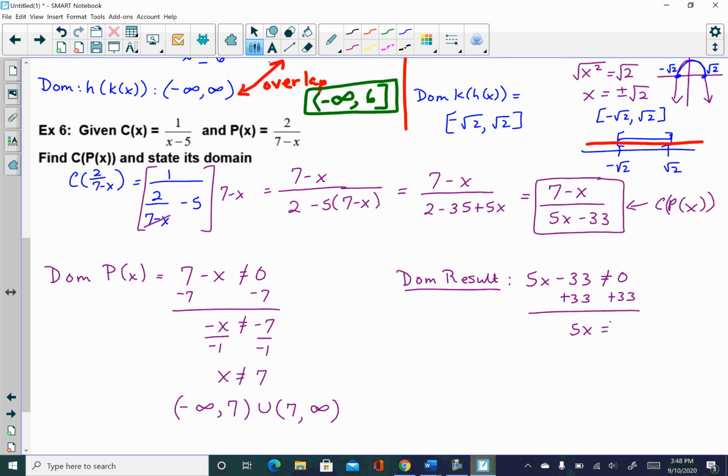5x does not equal 33. Divide by 5. So now we're saying x cannot equal 33/5. So if we think about domain in this regard, then it's going to be negative infinity to 33/5, and then pick back up at 33/5 and go to positive infinity.